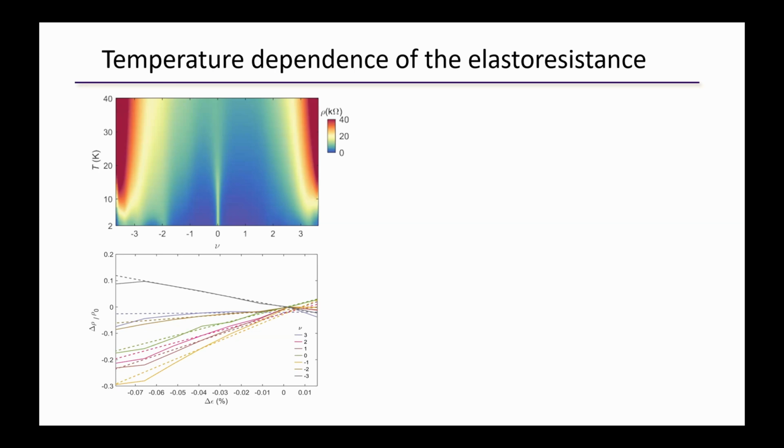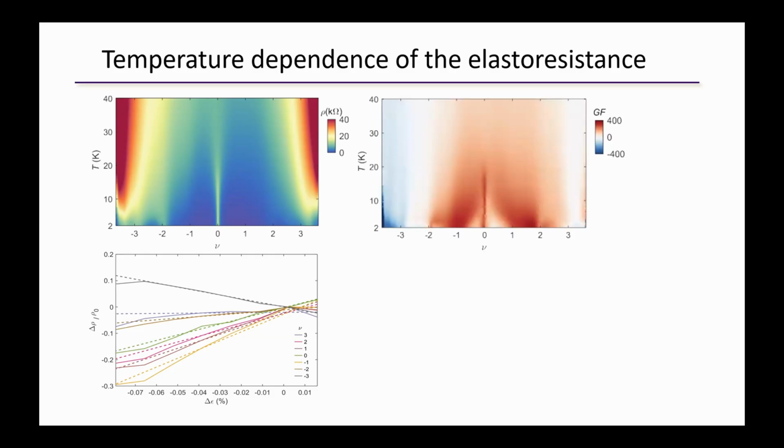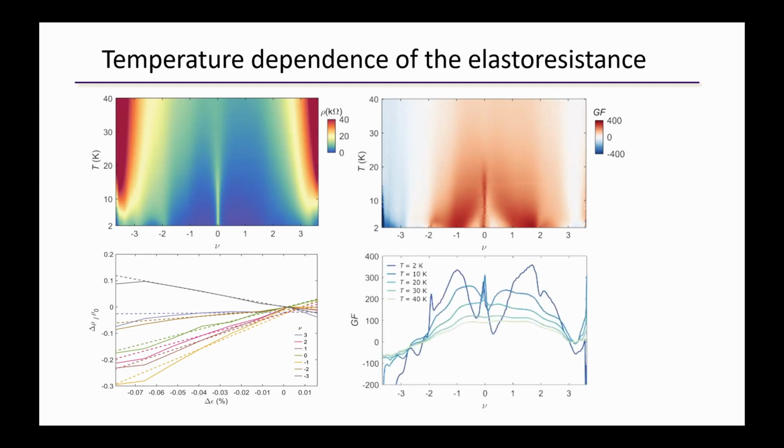Then what we can do is sit at each band filling and measure the resistance as a function of strain, and then fit that to extract the gauge factor. And then do that for all temperatures and all dopings to construct this composite map of the gauge factor as a function of temperature and band filling factor. Now, there's an enormous amount of information encoded in this diagram, and it's mostly what I'm going to focus on trying to analyze for the rest of my time.